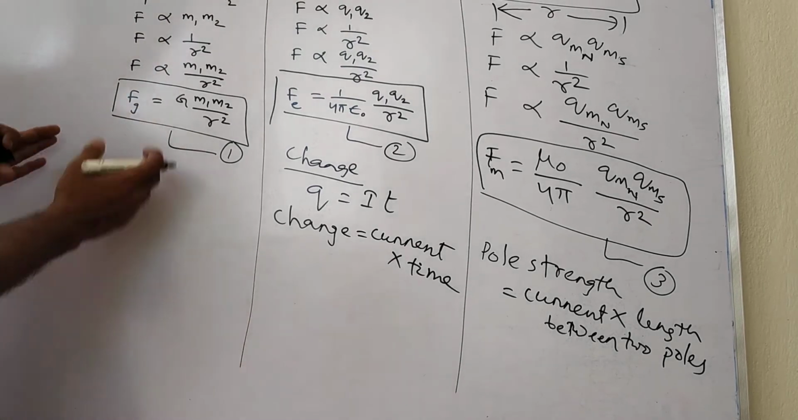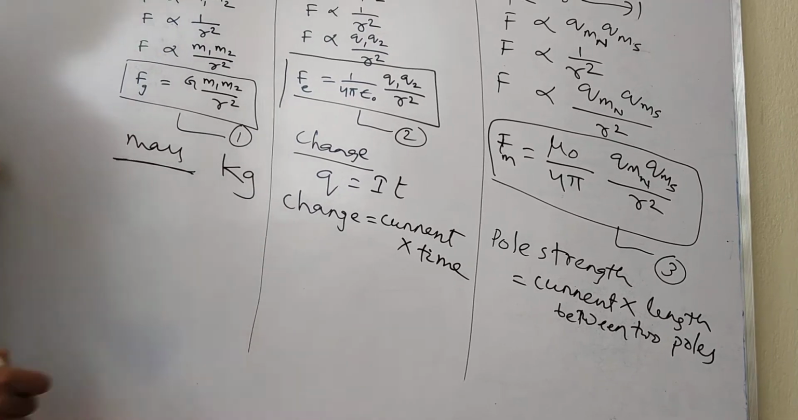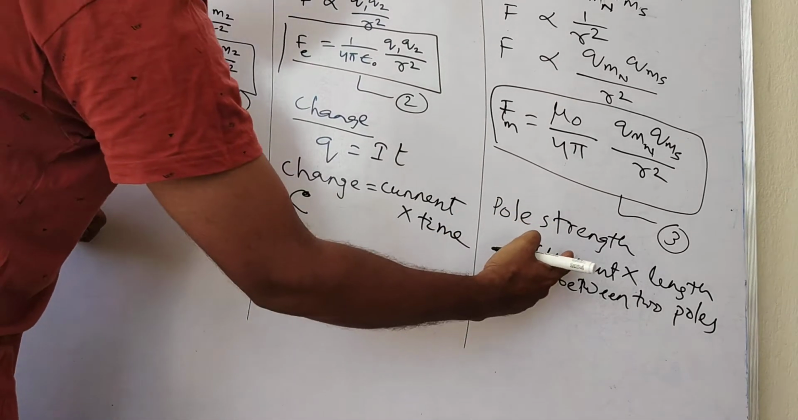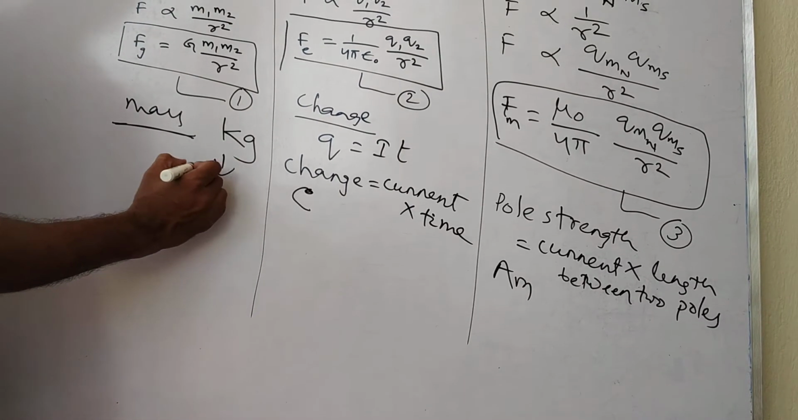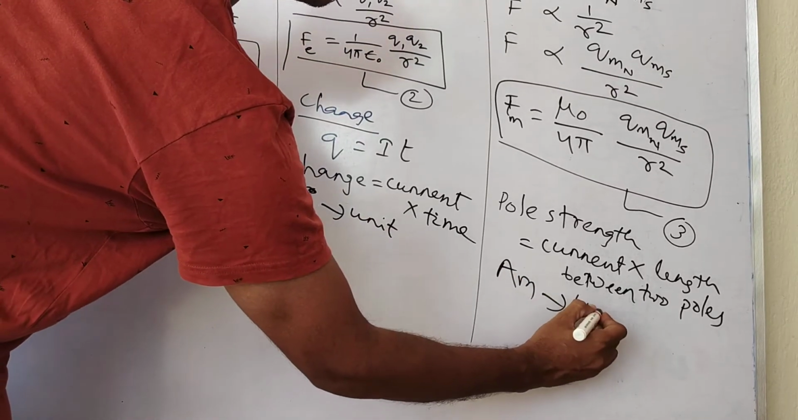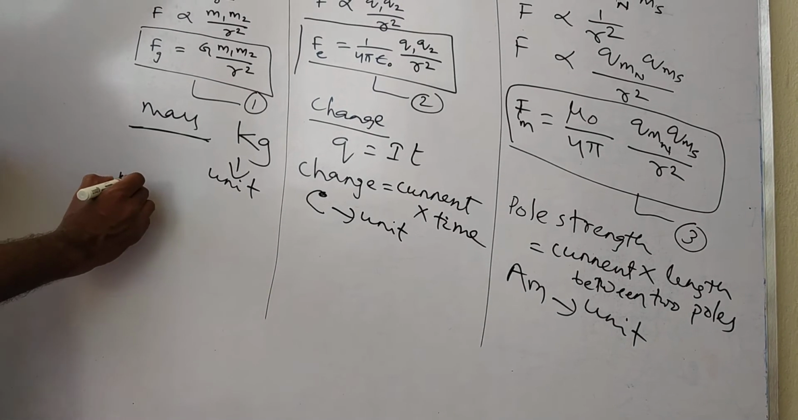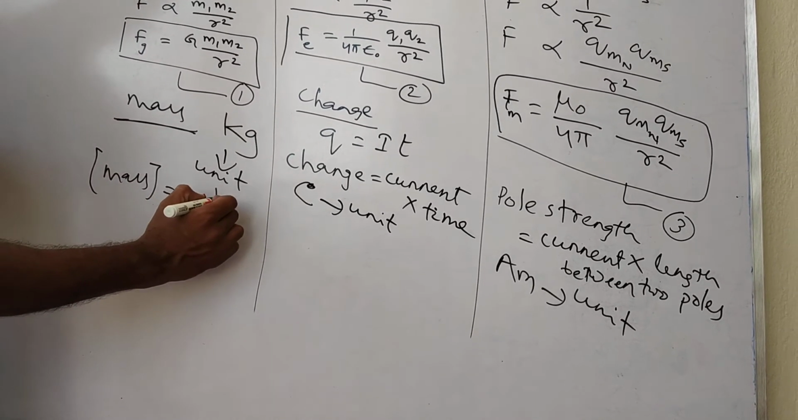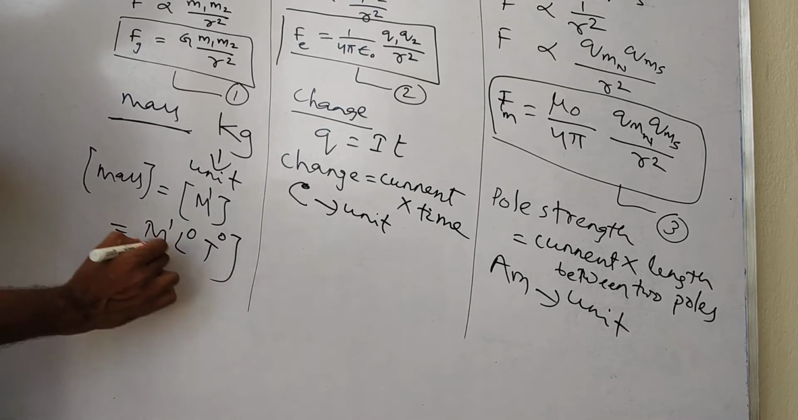But mass is a fundamental quantity. The unit of mass in the SI system is kilogram, the unit of charge in the SI system is Coulomb, whereas the unit of pole strength in the SI system is ampere into meter. Now quickly I am going to write the dimensional formula of mass. The dimensional formula of mass is M1 L0 T0.